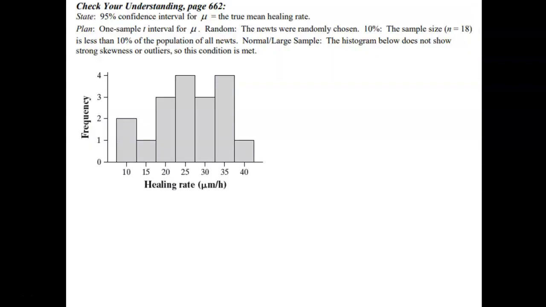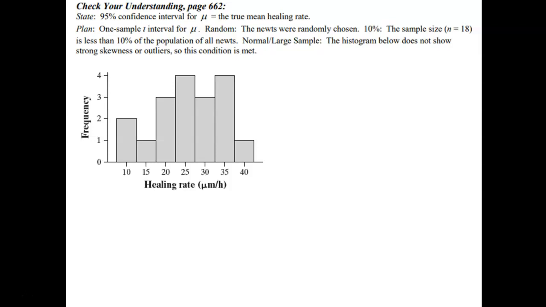So first, we're going to state what we're doing. We got a 95% confidence interval from you, which is the true mean healing rate. Now, they didn't give a lot of context there, and I think that's okay. They didn't say, like, in micrometers per hour for a newt. That would have been really specific. Okay, plan. They are doing a one sample T interval from you. Make sure you got the right language.